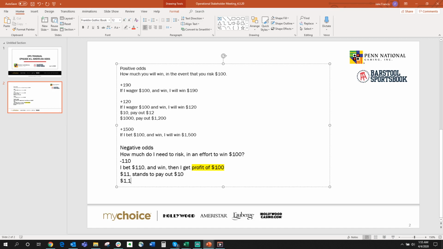The same holds true for an $1,100 bet. If I bet $1,100, that stands to pay out how much? Exactly, $1,000. So what's important to remember about American odds are the principles are very simple. If the event has positive odds, that is to say how much you will win in the event that you risk $100. Negative odds, how much do I need to risk in an effort to win $100?